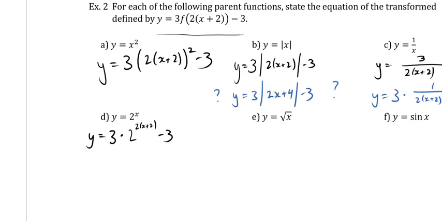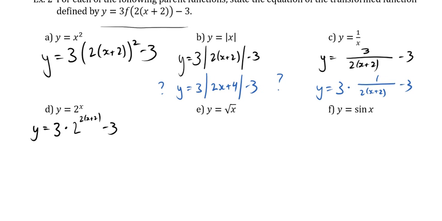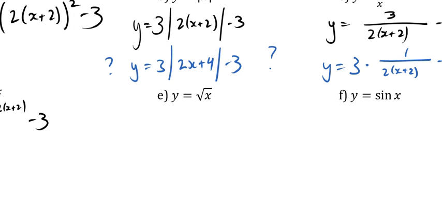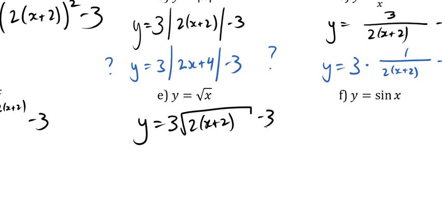And every single one of these has the same transformations, different parent function, because we're doing the same function every time. But that's the point of this, is recognizing what it looks like in the actual algebraic equation and then how that would translate to the graph. Okay, so this guy's probably pretty straightforward. 3 square root 2x plus 2 minus 3.